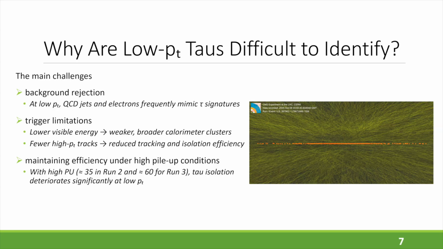Also, maintaining efficiency under high pileup conditions. For example, for Run 2, pileup is about 65, and for Run 3 it is about 60. We can see a picture on the slide. It was made on the 8th of October this year, and it has more than 2,000 primary vertices, so it's also a challenge to find a tau among this many vertices.